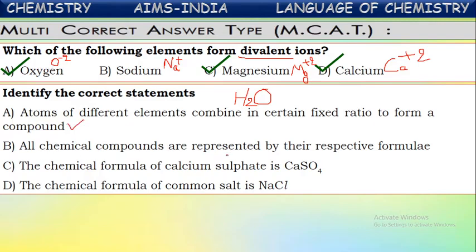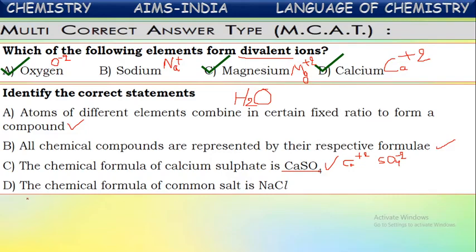Next, all chemical compounds are represented by their respective formulae. Yes, each and every compound is given a unique chemical name, and a chemical formula is given for every compound. Yes, this statement is also correct. The chemical formula of calcium sulfate is CaSO4. Yes, we know the calcium ion formula, just now we have seen, Ca plus 2, and the sulfate ion formula SO4 minus 2. When you combine these two ions by using the crisscross method, we get finally CaSO4 as the formula of calcium sulfate. So this statement is also true.